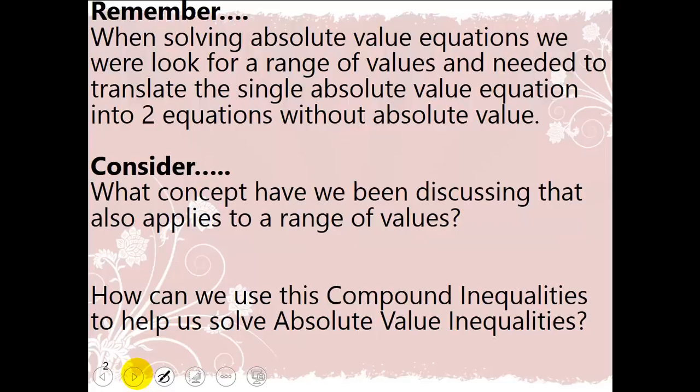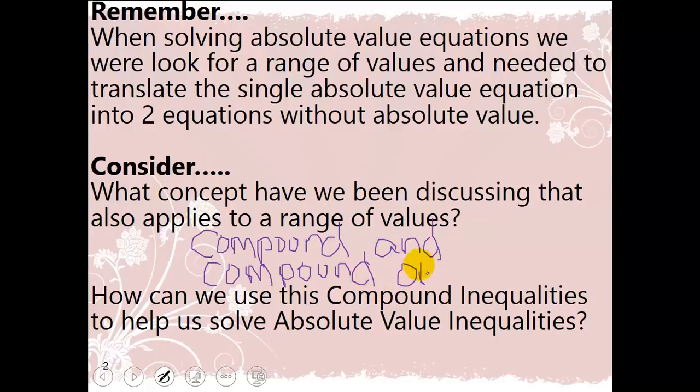So remember that when we were solving absolute value equations, we were looking for a range of values, and we needed to translate the single absolute value equation into two equations without absolute value. So consider, what concepts have we been discussing that also apply to a range of values? Well, those are the compound and, and the compound or. So how do you think we could use these compound inequalities to help us solve absolute value inequalities?